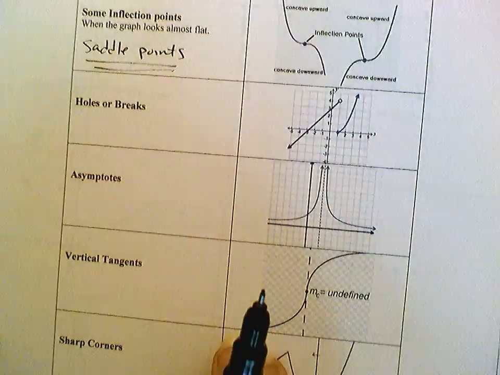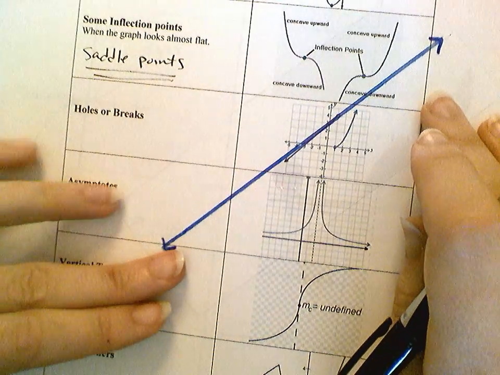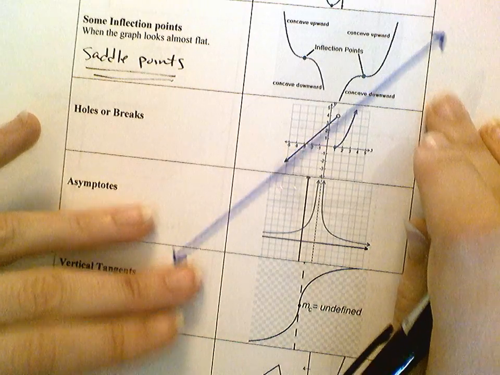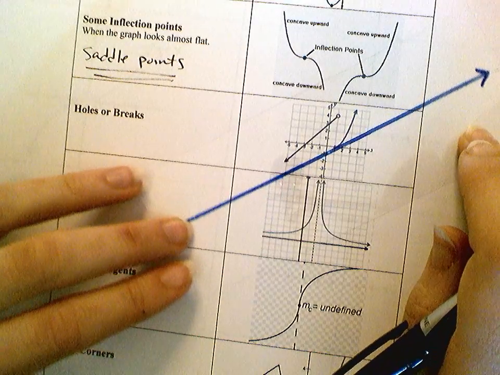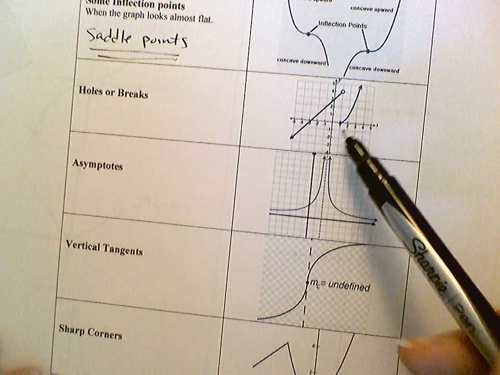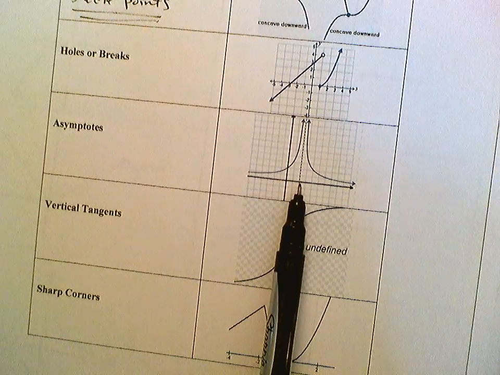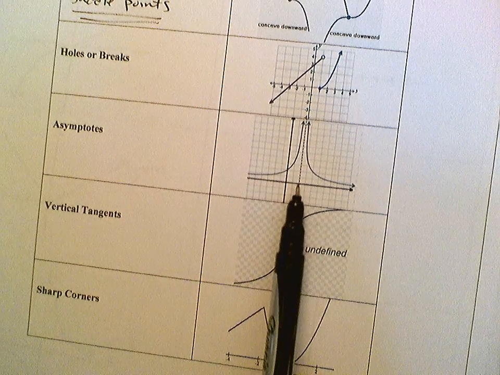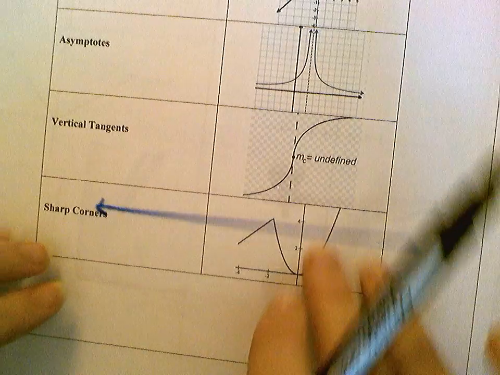Okay, holes or breaks. Obviously, the slopes of the tangent line here are not the same as the slopes of the tangent line getting closer and closer to that point there. Since the derivatives don't agree, the derivative would not exist. It would be undefined. Okay, an asymptote. Here the function's not even defined, so of course the derivative is not defined here. And then vertical tangents. Vertical tangents have an undefined slope, so the derivative would be undefined.